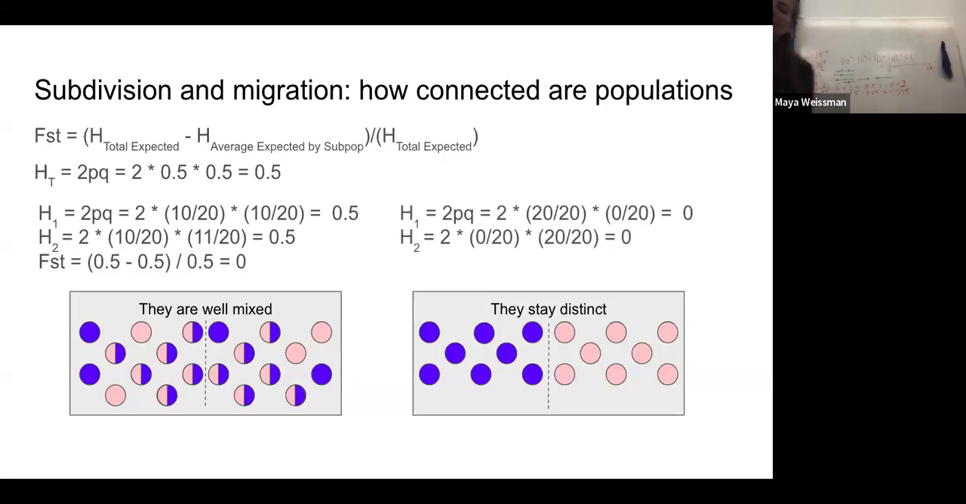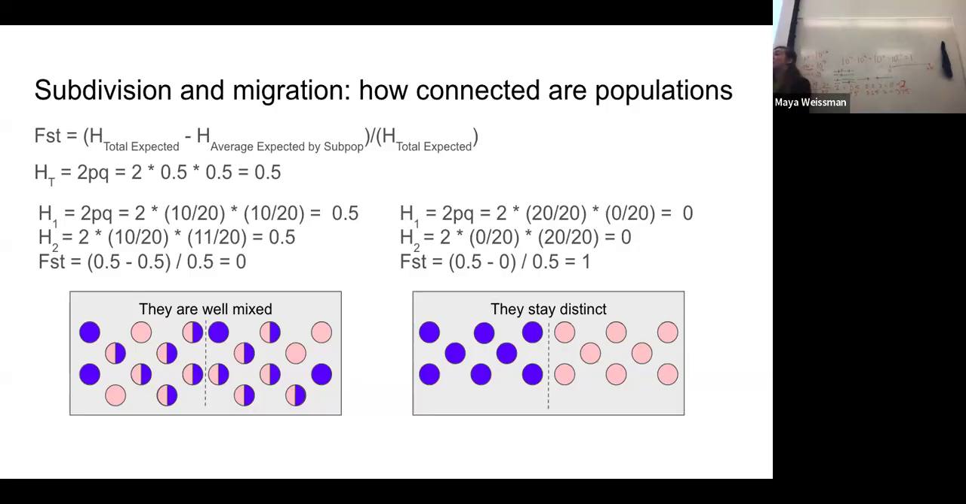And on the other side, H1 is 0, H2 is 0, so our FST is 1. So very low values of FST mean that the heterozygosity we would expect to see in the entire population can also be observed in the subpopulations. Or if I take an individual subpopulation, its level of diversity is indicative of the entire metapopulation, which is a fancy term for the overall combination of all subpopulations.